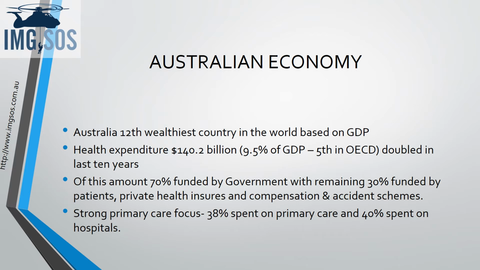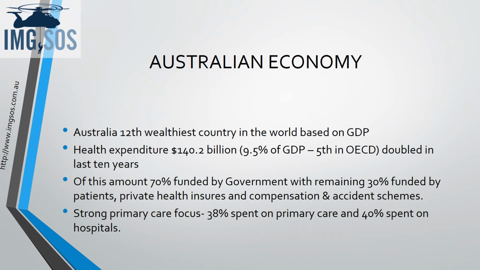Our health expenditure is roughly $140 billion a year, which is 9.5% of GDP. That ranks us 5th in the OECD. Now, importantly, that has doubled in the last 10 years. This is where the ageing population and the increased costs of healthcare is really obvious. Of this $140 billion, about 70% is funded by government, with the remaining 30% funded by a combination of patients, private health insurance and compensation and accident schemes.